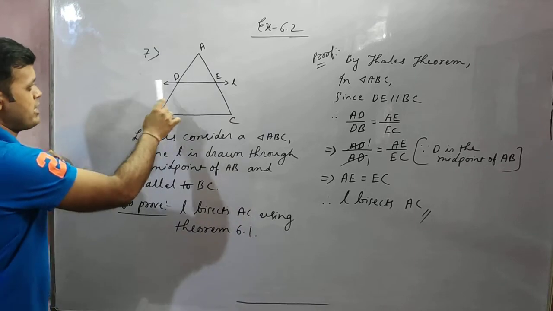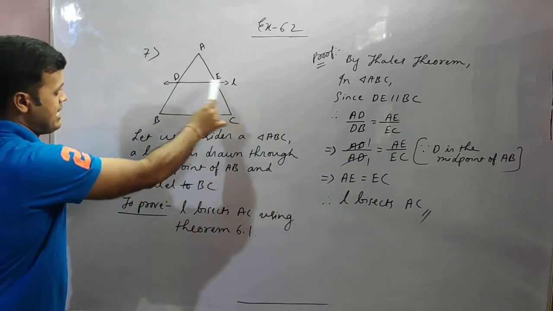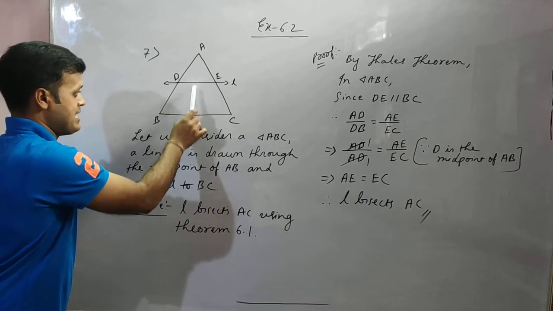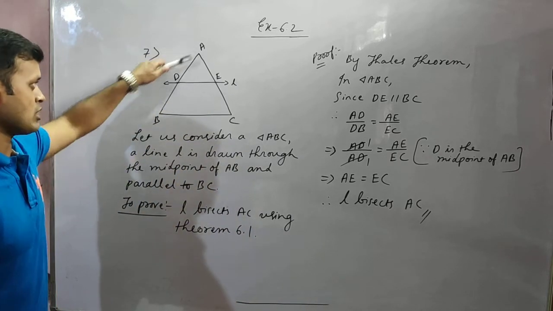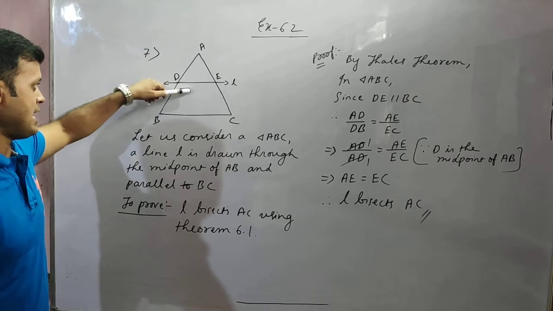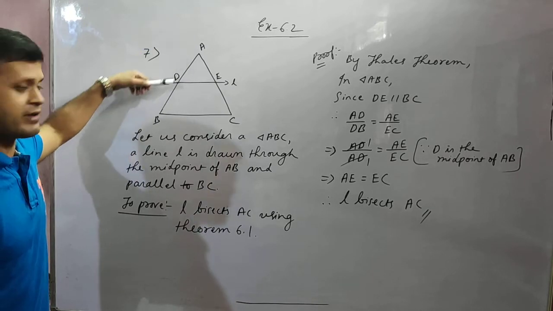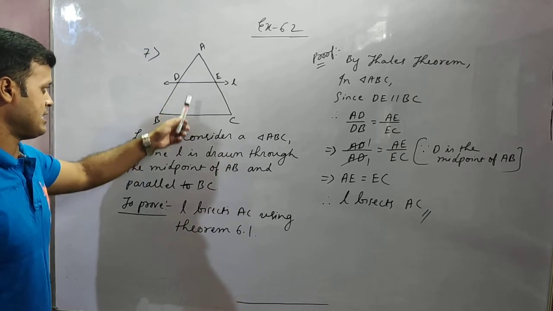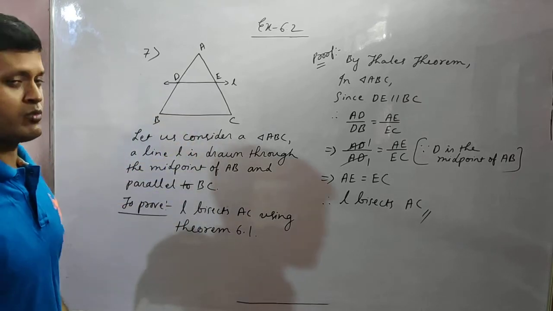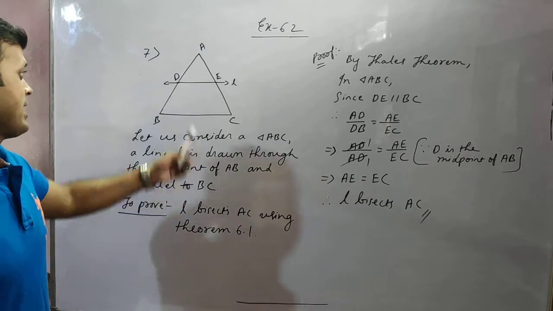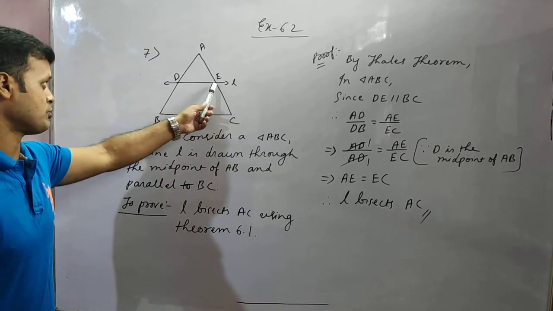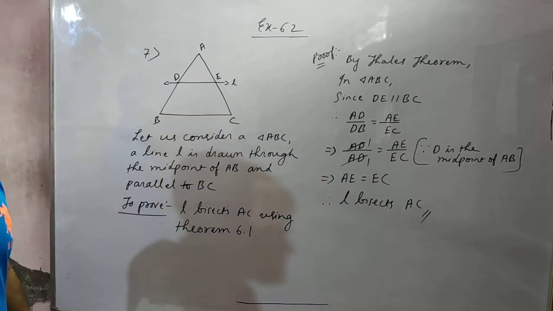Okay, through this midpoint, one line L is drawn. Line L is drawn to the midpoint of AB, and this line L is parallel to BC. Then we need to prove using theorem 6.1 that L bisects AC. That means we need to prove that E is the midpoint of AC.